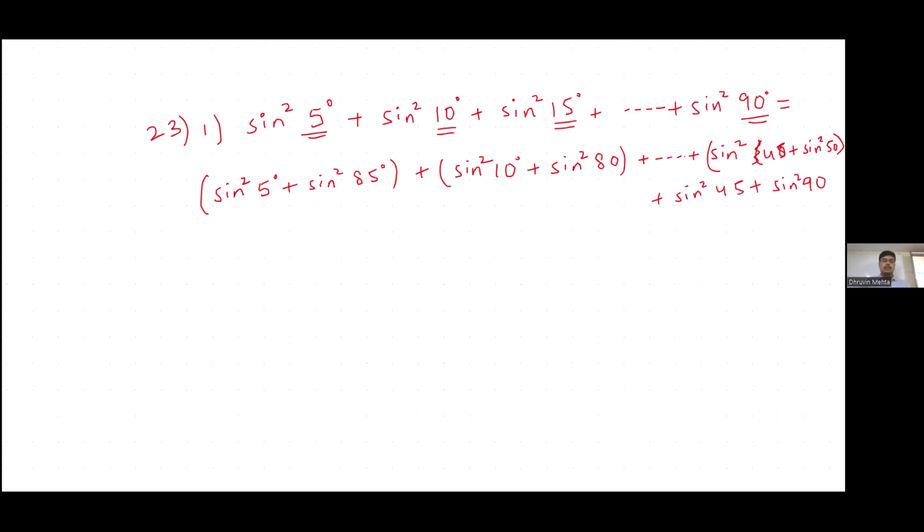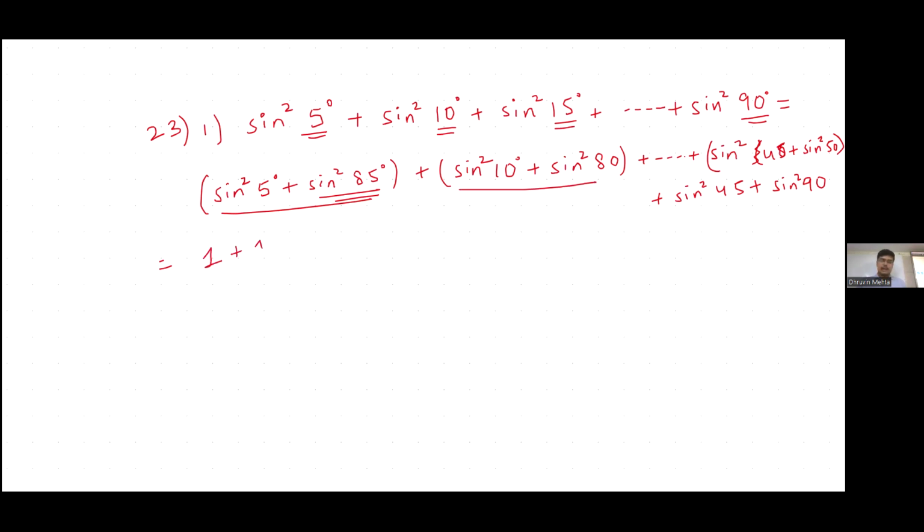अब देख, थोड़ा रफ वर्क करते हैं, ओरली करते हैं. sin square 85. Now sin theta is cos 90 minus theta. So sin square 85 will become cos square 90 minus 85, which is cos square 5. So this is sin square 5 plus cos square 5. What is sin square theta plus cos square theta? That's 1. So this bracket becomes 1. Even this bracket becomes 1. You have to tell me how many brackets will become 1.